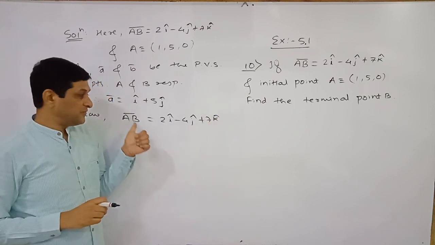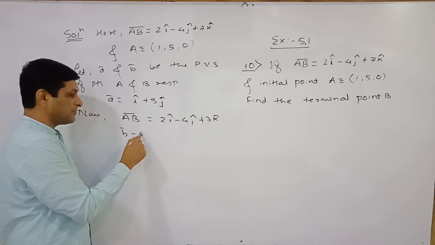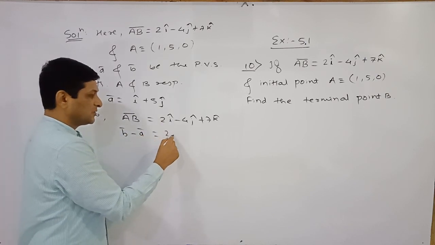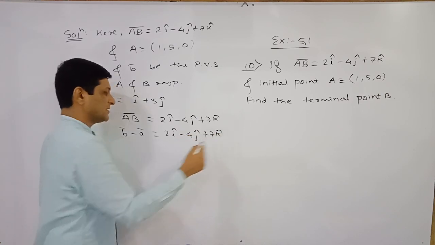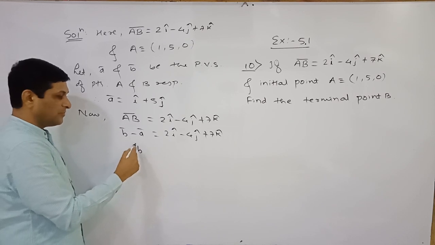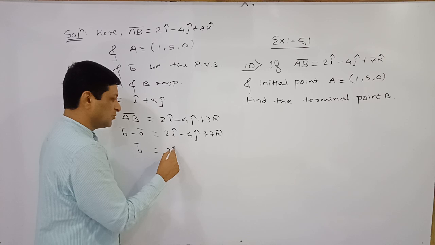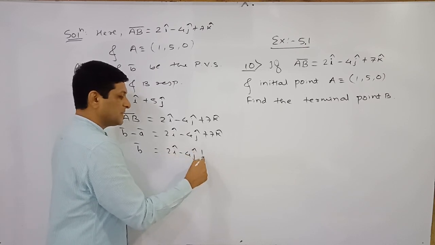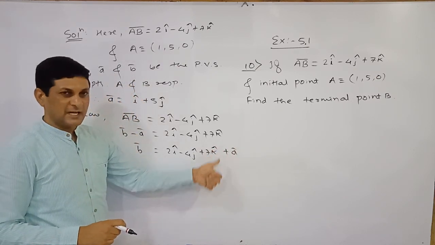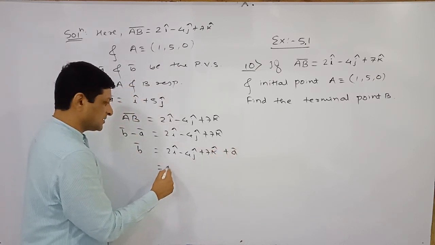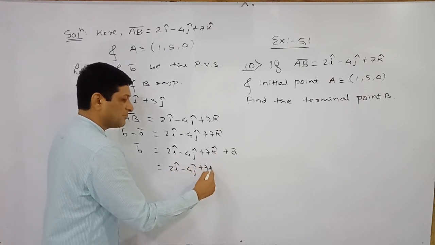So AB bar in terms of position vectors can be written as B bar minus A bar. On this side, 2i cap minus 4j cap plus 7k cap, keep it as it is. Our aim is to find the value of B bar. So minus A bar on this side will become plus A bar. So B bar equals 2i cap minus 4j cap plus 7k cap plus A bar.